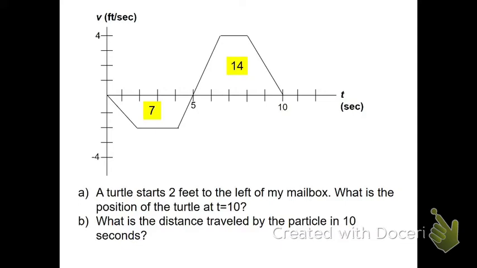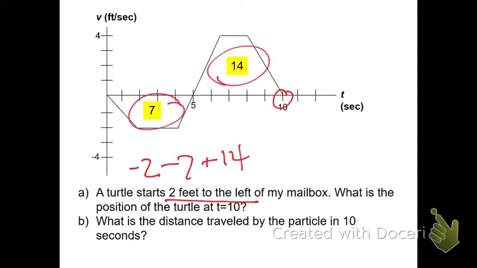So the turtle starts 2 feet to the left of the mailbox. So 2 feet left of 0, mailbox being 0. What is the new position at t of 10? The turtle went left 7 and right 14. So that means the turtle ends up at -9 plus 14, 5 feet. And since it's positive, we should also say right of the mailbox.